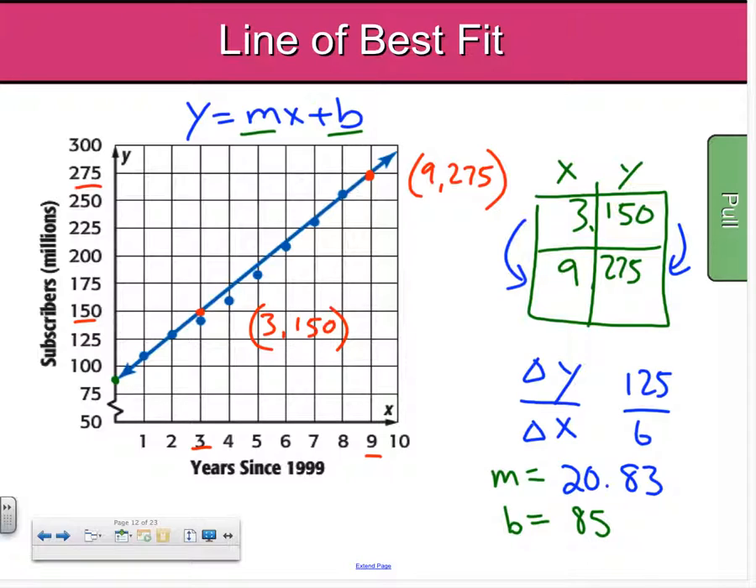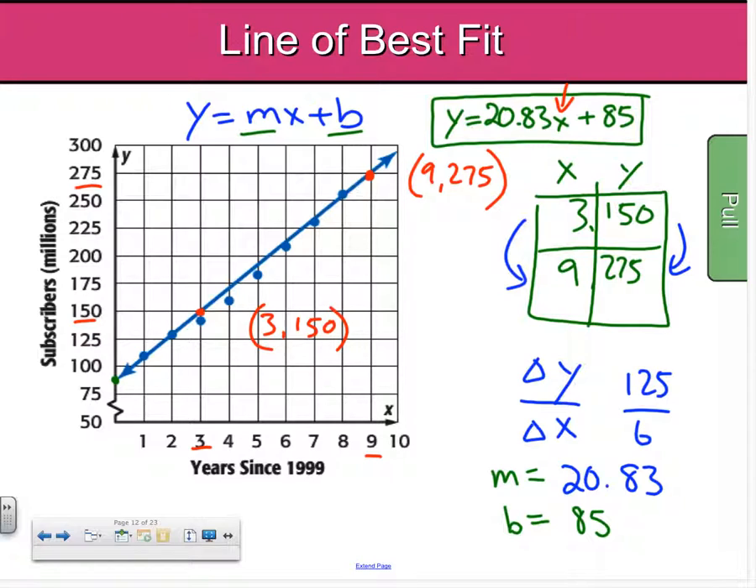And now what I can do is fill m and b back into my equation, and I get y equals 20.83x plus 85. And what I've done is come up with an equation that demonstrates the pattern of this data. And what's really cool about this is now I can include any number for x. So any year that I would like to know data for, I can put it into my equation and be able to figure that out.